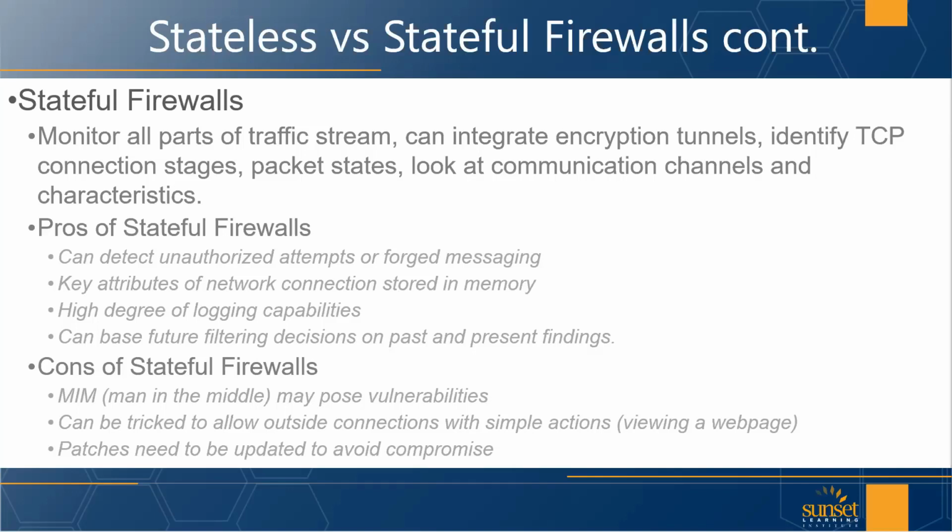Okay, so the pros of this, we could detect unauthorized attempts at forged messaging, because again, maybe we have a connection and someone starts to try to put in a different SYN or guess the TCP SYN number to get their own connection stated. We can find that. Okay, the attributes of what we're looking at are stored in memory, so they're a fast lookup, and we can use what we store in memory to apply to different rules.